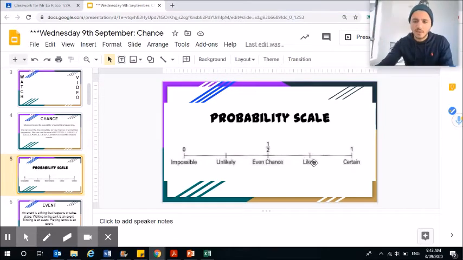Even chance. Likely means it's probably going to happen. It might not. There's still a little chance that it won't happen, but it probably will happen. And certain means it definitely will happen. 100% it's going to happen.